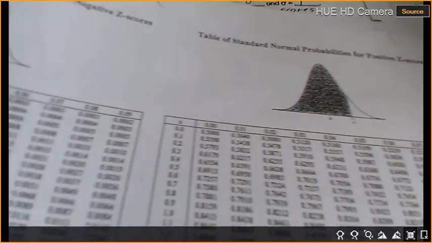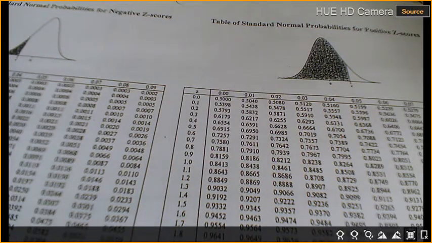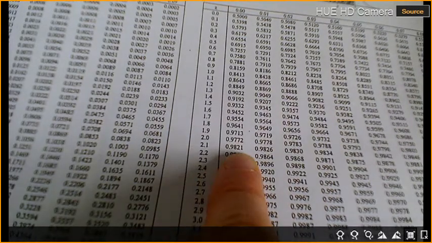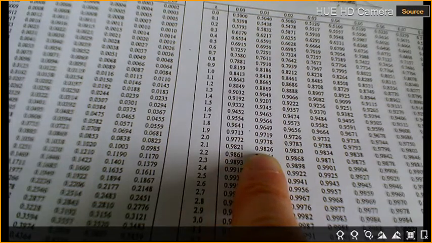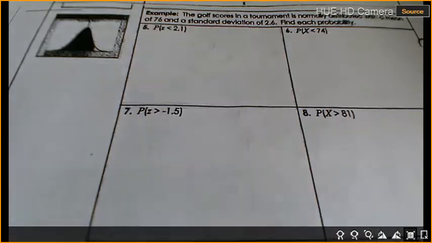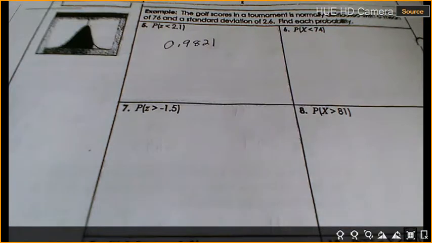So I'm going to go to 2. And we want just 2.1. So 2.10 goes right next to it. This is 2.11, 2.12, and so on. So I go to 2.1, I get 0.9821. So that's the probability that x will be less than 2.1. So it's a really high chance or really low chance? High chance. Okay. Because we can move that over 2 places and it's a percentage.